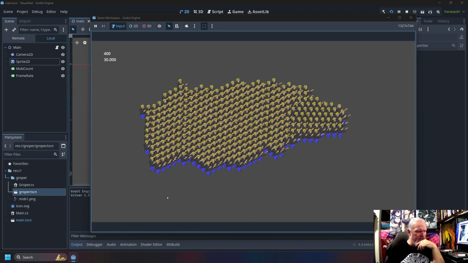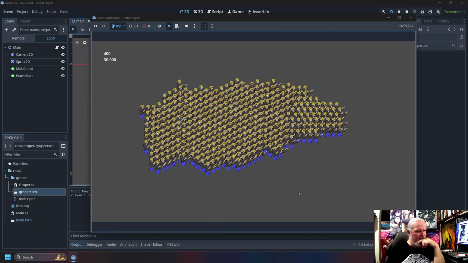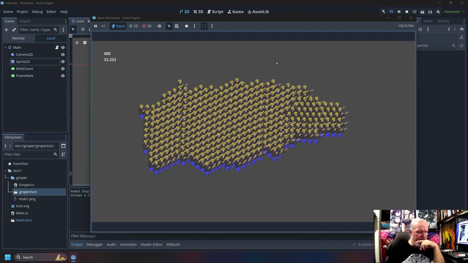So now we're at 400, and just bam. It starts to dump, but then it recovers. Dumps again. And we're now having trouble staying above 30 frames a second. We're dropping a lot of frames. And I don't know why.